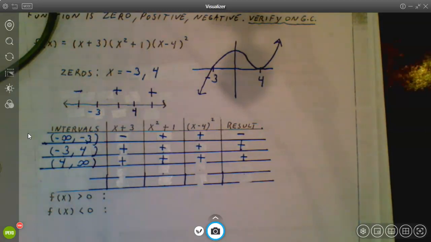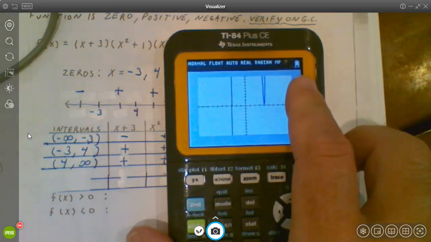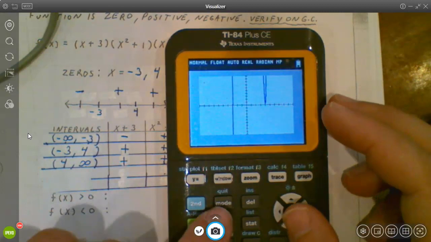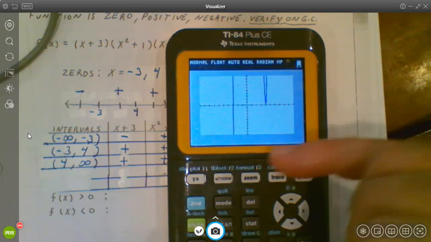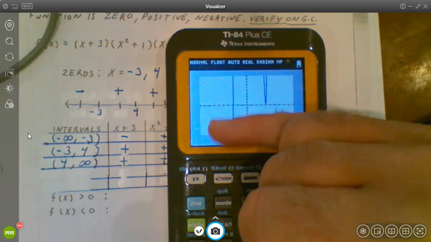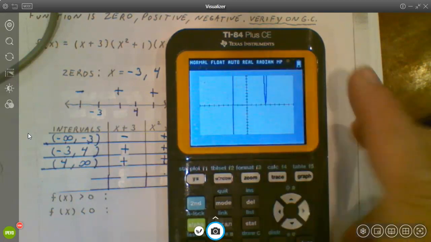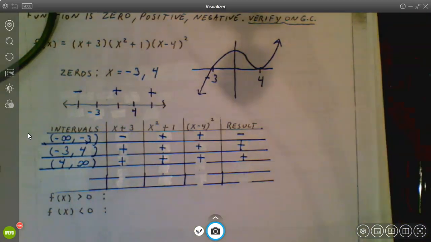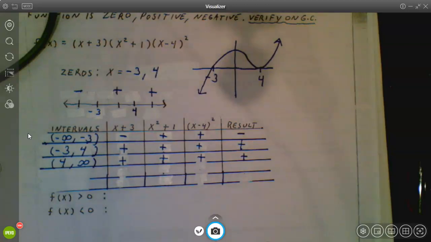We can graph it in here. I just threw it in real quick. I don't have a very good window here, but you get the idea, right? It's negative, and then the rest of it's positive. So that one's a little prettier than what's on my calculator.